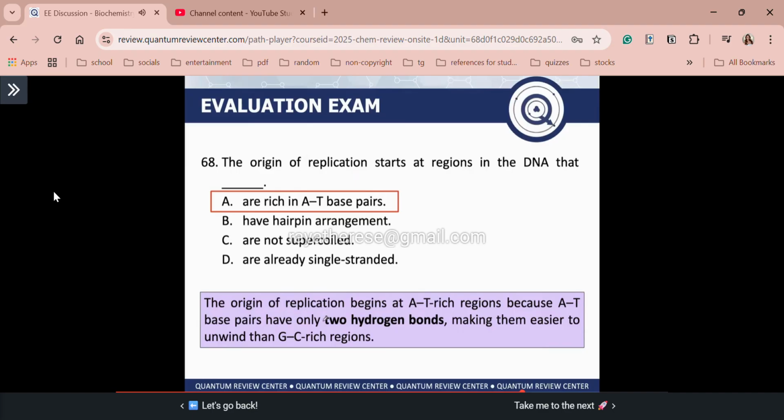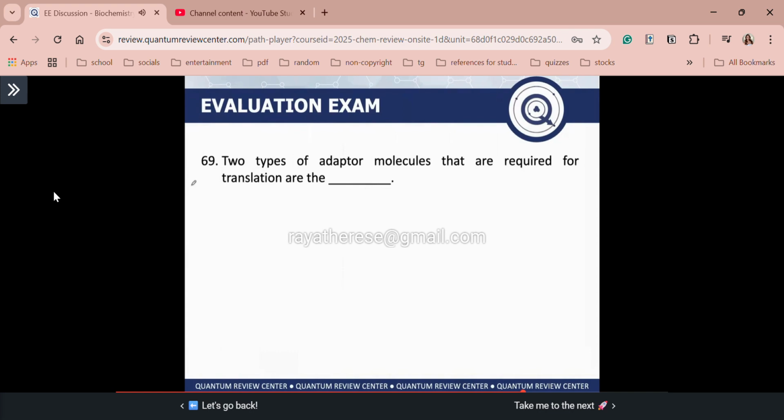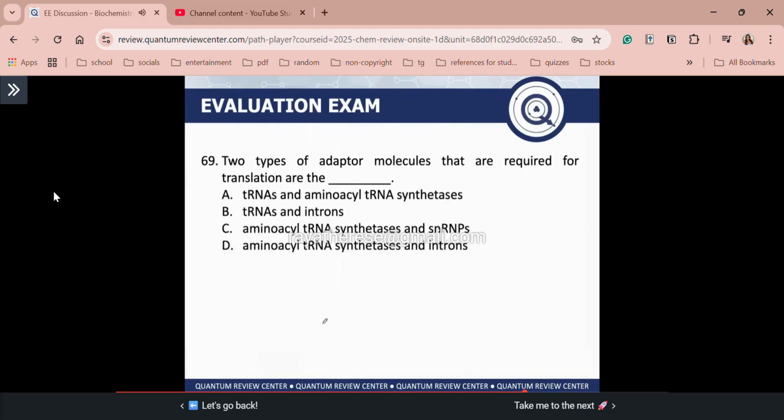Alright, so class, we are now on our next item. 69, medyo malapit na tayo, no? So for number 69, 2 types of adapter molecules that are required for translation are the, class, remember, I emphasize this, di ba? So your adapter molecules, they are concerned in your tRNAs. Okay? So letter B. Sir, letter A ang answer, in-skip mo. Yes, but let's just discuss first letter B.